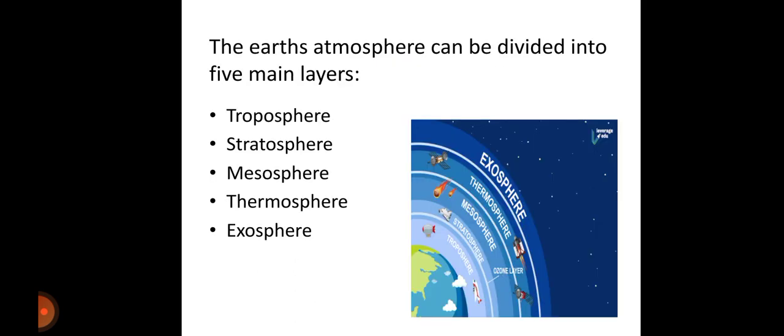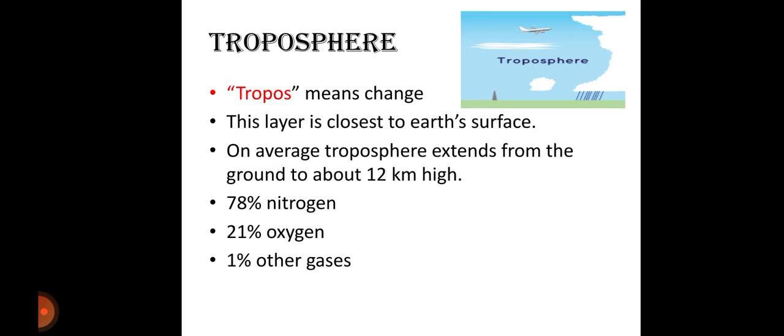Now I am going to discuss about layers of atmosphere. The Earth's atmosphere can be divided into 5 main layers. These layers are troposphere, stratosphere, mesosphere, thermosphere, and exosphere. First of all, we will discuss about troposphere.